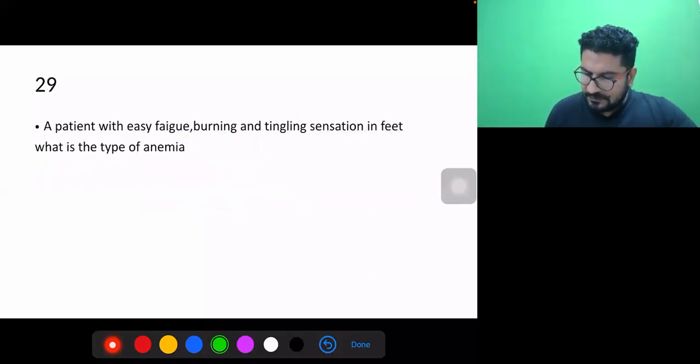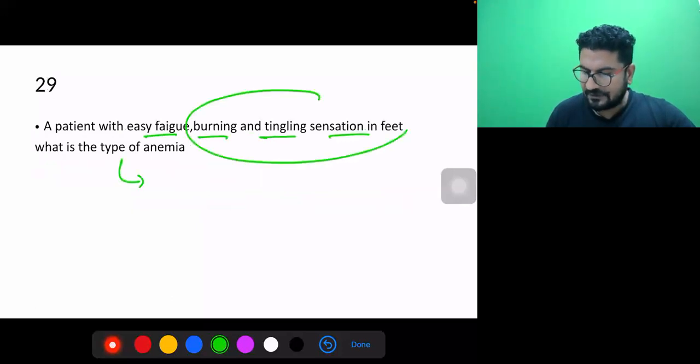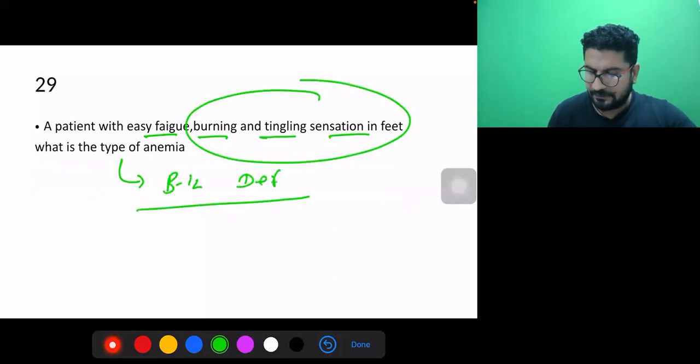Fatigue, burning and tingling sensation in feet. What is the type of anemia? You can see this burning and tingling sensation, which are neurological features. So this will be your B12 deficiency.